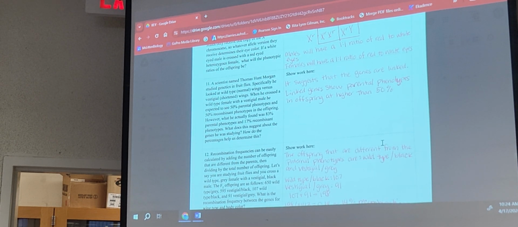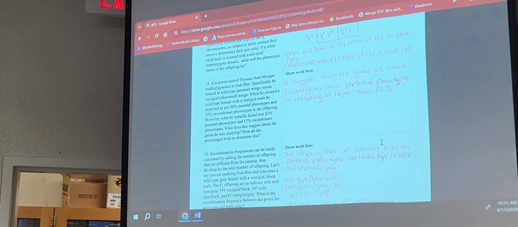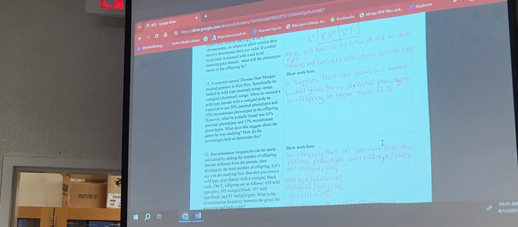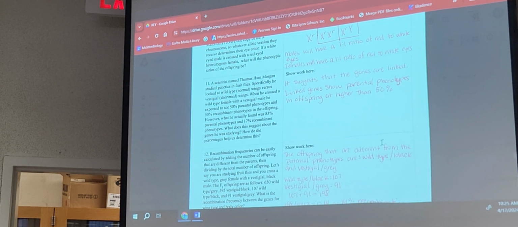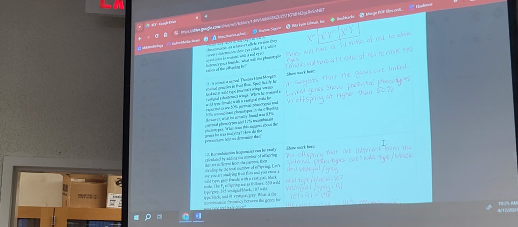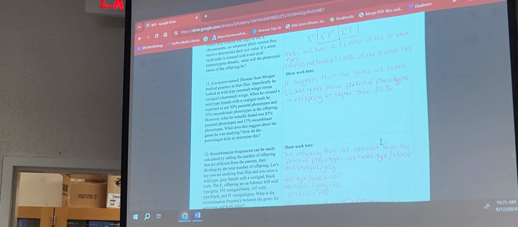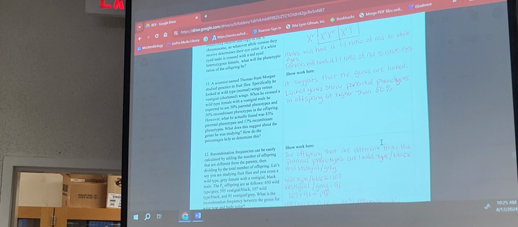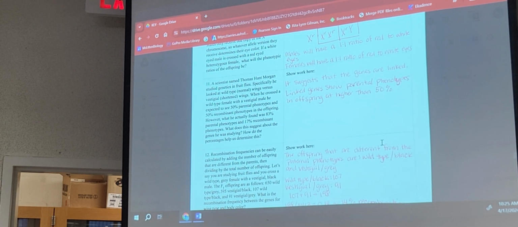Are there any others? Do you need me to go through every one of these, or are we good? You need me to go through them all? Yes. Do you not know how to do it? Which ones don't you know how to do? The box is kind of confusing. Which box? The Punnett square? What's confusing? It's just all the letters and stuff like that.